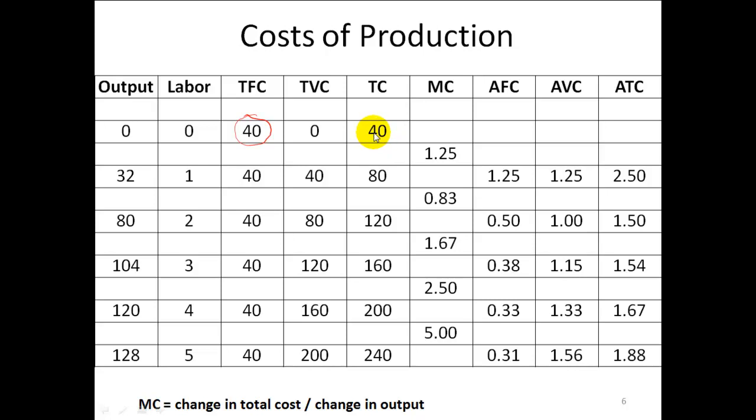Now, when we have one laborer, let's say we produce 32 chairs, our total fixed cost is the same. Let's say that our total variable cost when we produce 32 chairs is 40, and our total cost is 80. Now, what's our marginal cost? Our marginal cost is the cost of producing one additional chair. And how can we come up with this? The way we can come up with this is, the marginal cost is the change in cost from here to here. So the change in cost is 40 divided by the change in output.